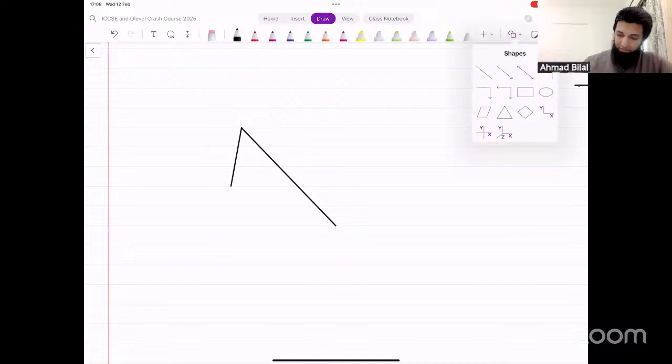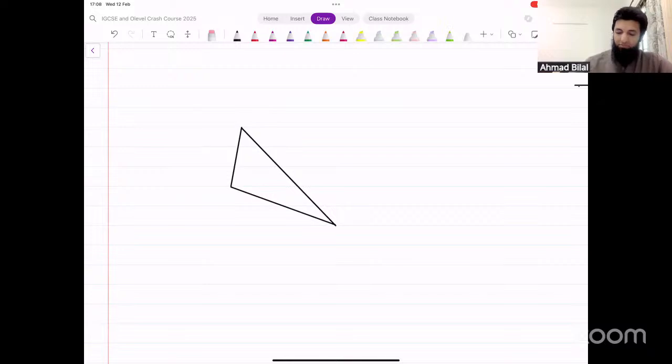So I have this triangle now. Let's say this is A, this is B, and this is C. Now, if I consider this side as the base of the triangle, let's suppose I know the length of this side, and I consider this as the base of the triangle, let's suppose. Then what is the height going to be in this case?